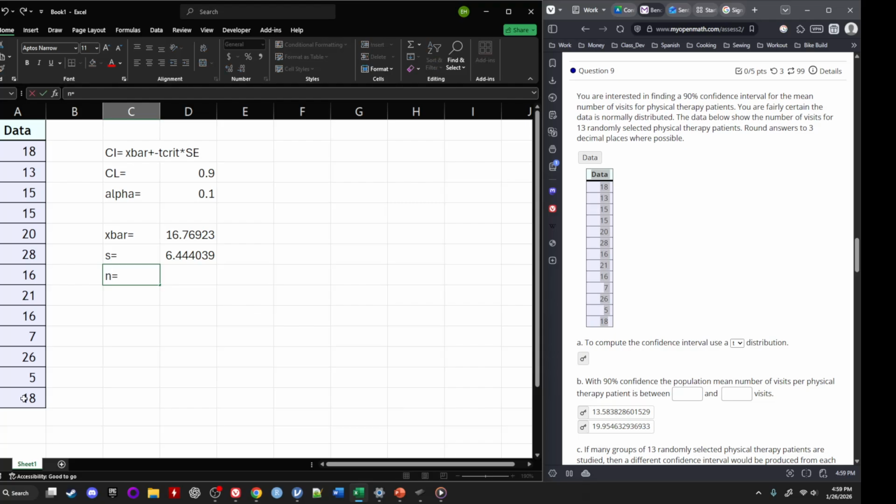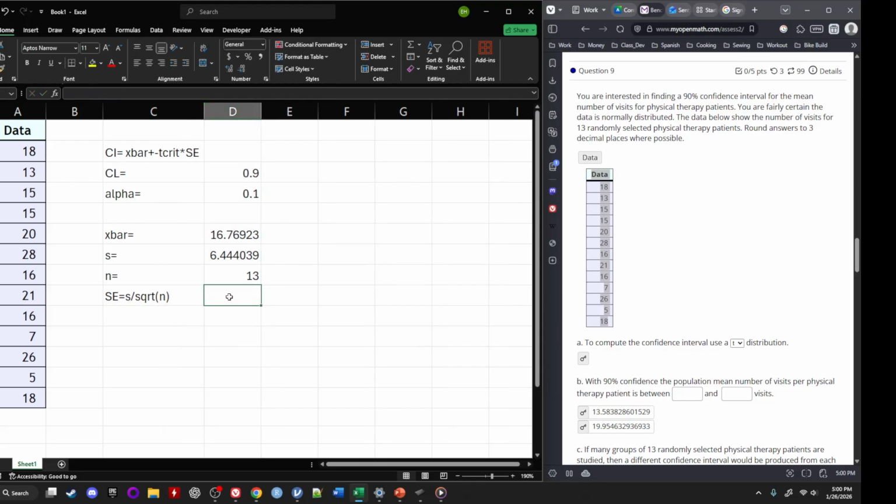We're going to need our sample size. If you want to do this, we can do COUNTA, and it just counts every cell that we highlight, and it has us at 13. Now, if we want to calculate the standard error, which equals the standard deviation divided by the square root of our lowercase n, our sample size, we can now do this as our standard deviation divided by the square root of the sample size, and we can hit enter, and now we've got our standard error.